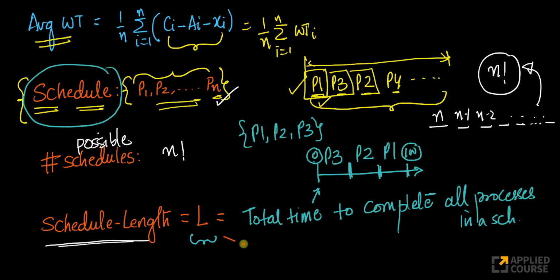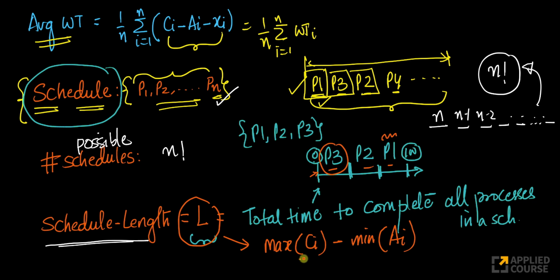Okay, let me define schedule length mathematically also. Schedule length can be thought of as the maximum of the complete times. Look at this, I have multiple complete times, right? Every process has a complete time. I'll pick the maximum complete time. In this case, the maximum complete time will correspond to process 1, minus the minimum of the start times or the arrival times. What is the minimal arrival time? Minimal arrival time will correspond to P3 because P3 is starting before everything else, right? So you can also define schedule length as the maximum complete time minus the minimum arrival time of all the processes that you have in your schedule, right?